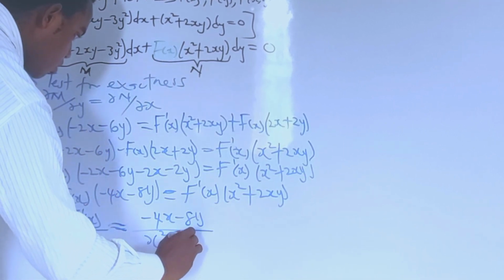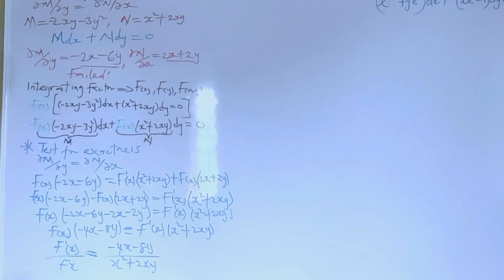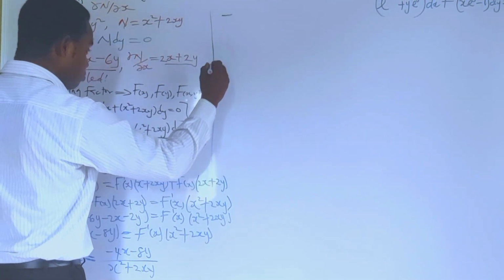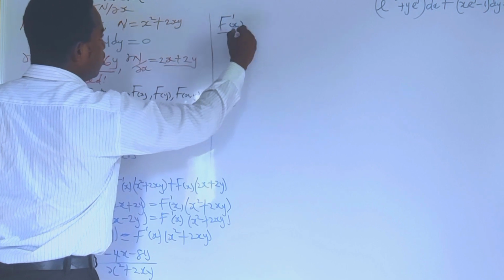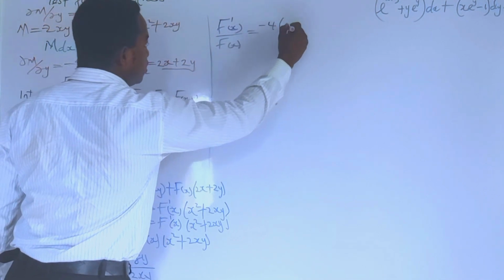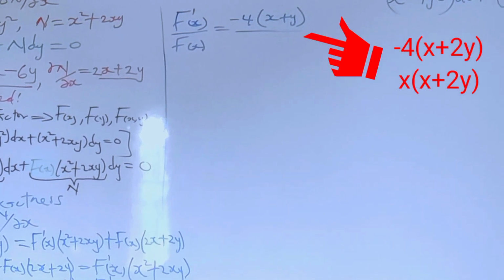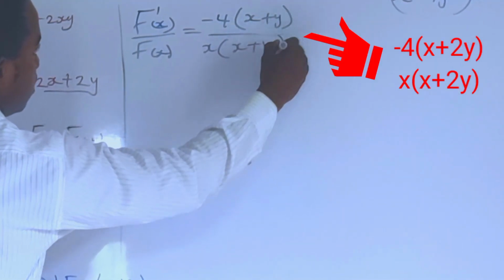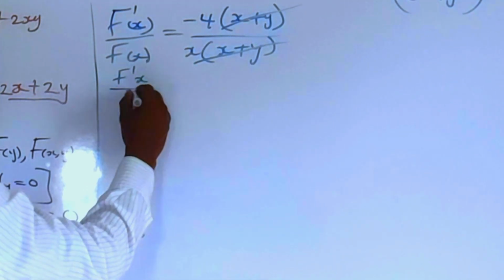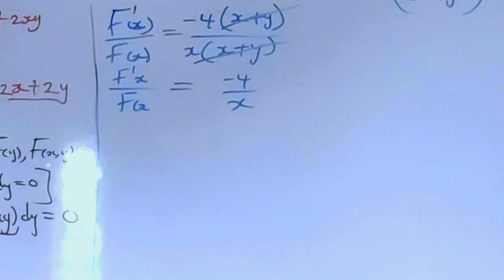Okay, so when I clean things up a bit, I have f prime of x all over f of x equals negative 4x minus 8y all over x squared plus 2xy. So let us factor what we have on the right hand side there. You will notice that that fraction can be factorized, right? So we can factor it. At the numerator, we can factor negative 4, and we'll have x plus 2y in there. Please note that it is x plus 2y. And at the denominator, we factor x. So we have f prime of x all over f of x is equal to negative 4 all over x.